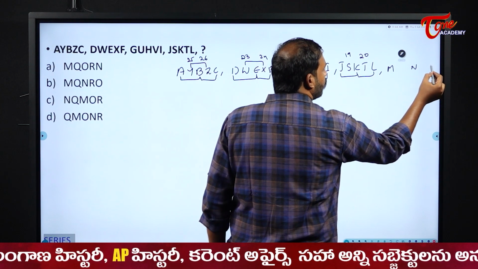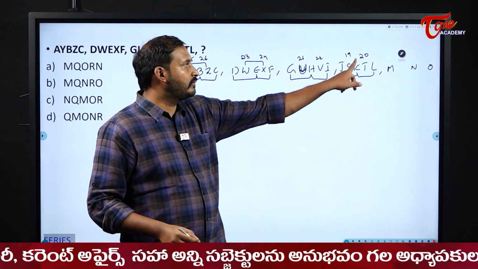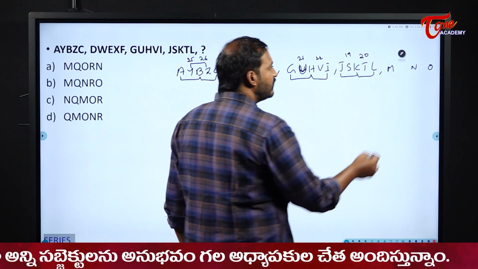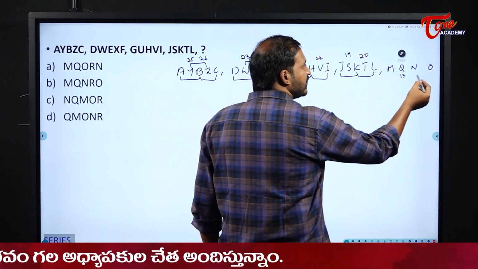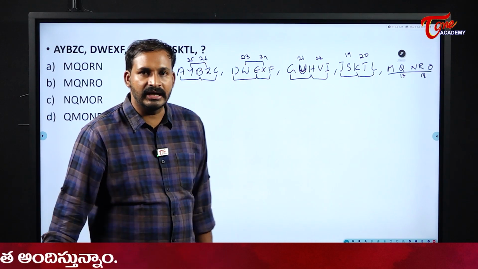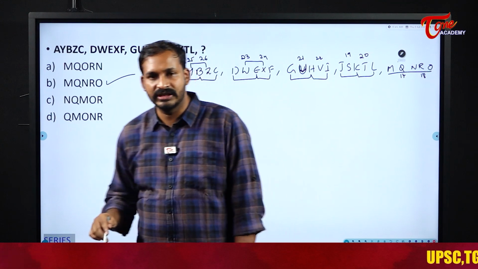Alternately N, O. M, N, O will be there. In between them what I should have now? Up to 19 is finished, right? So next I should have 17 and 18. 17th alphabet will become what? Q. 17 should be written first and then next 18. R is 18 for me. So my answer here becomes MQNRO. MQNRO. So our answer here becomes option B.